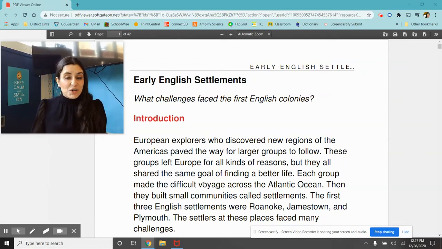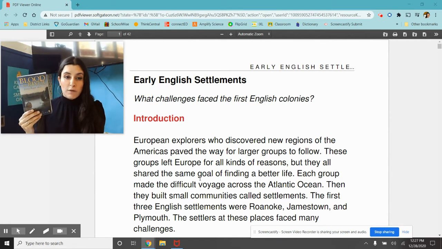All right, so today we're going to start delving into chapter 6, which is about the early English colonies. Now, there are three main early English colonies: Roanoke, Jamestown, and Plymouth. We're going to find out some information about Roanoke. We're going to read a lot about Jamestown from Blood on the River.